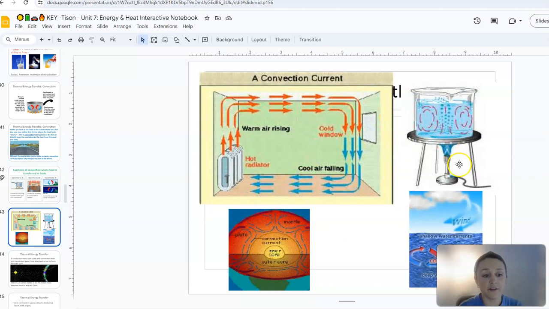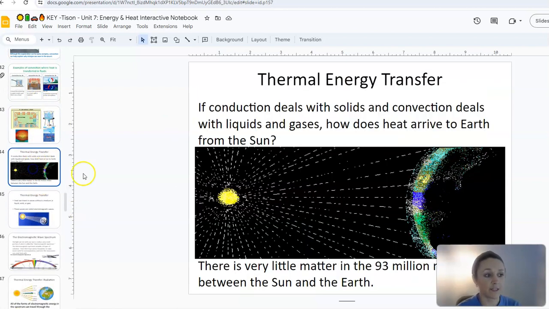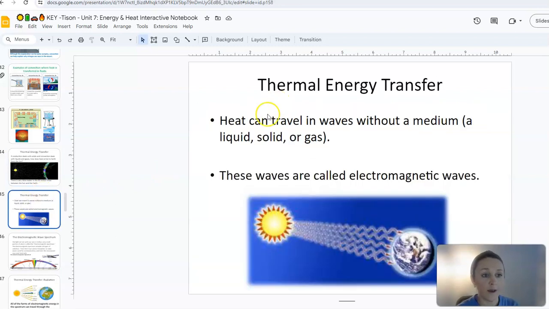All right, so we've got these same examples in a larger form so that you can see that liquid or gases, your air, circulating and transferring heat would be convection. All right, thermal energy transfer. If conduction deals with solids touching each other and convection deals with liquids and gases, then how does heat arrive to Earth? There is not very much matter in the 93 million miles between the sun and the Earth. So when heat is transferred via radiation, it will go through space or matter, and it is heat transfer by waves. It can travel, like we said, through space, which means there is no medium. There's no solid, liquid, or gas in order for that heat to grab onto.